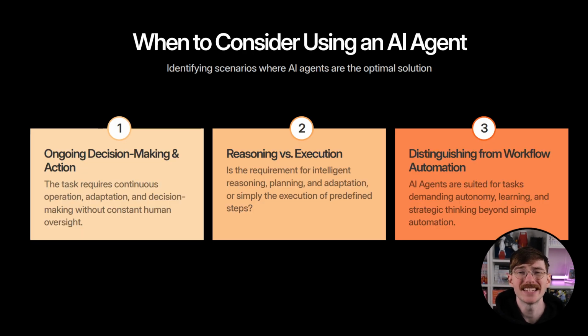So when should you consider using an AI agent if you're not already? And honestly, you definitely should be considering it. Identifying scenarios. So first of all, is this an ongoing action? Is this something you have to do repeatedly? For example, emails coming in all the time from different people about different things.